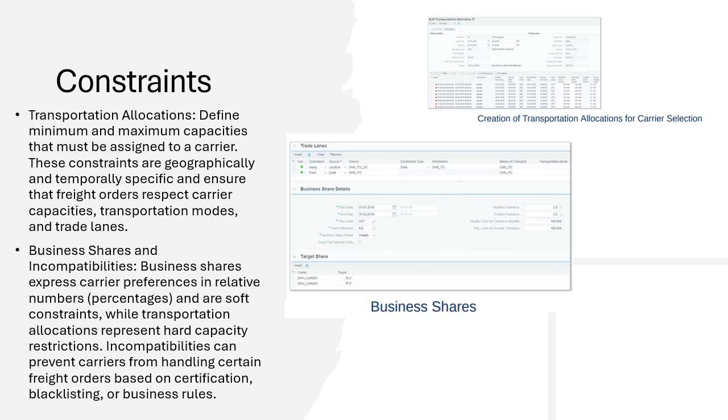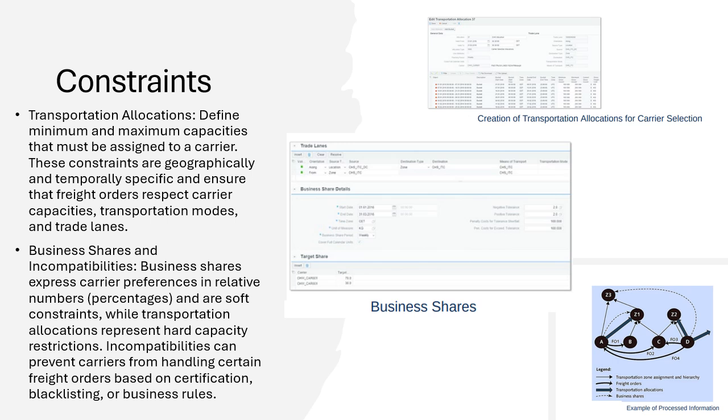So they allocate the fleet among carriers as percentages rather than abstract numbers, which helps in enforcing long-term carrier relationships while also balancing order distribution. Next, this figure shows an example of how various elements like transportation zones, allocation, and business shares are processed during carrier selection. It also highlights how different constraints interact in real-world scenarios.